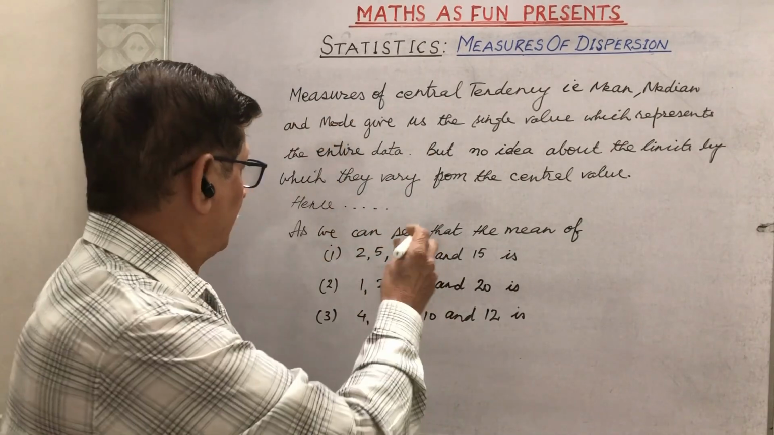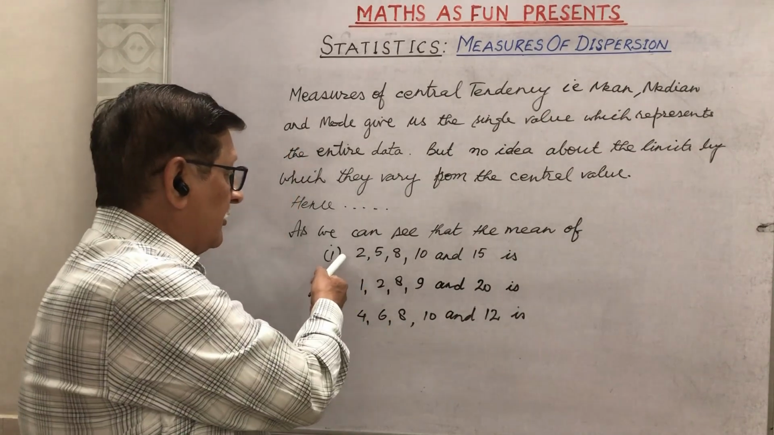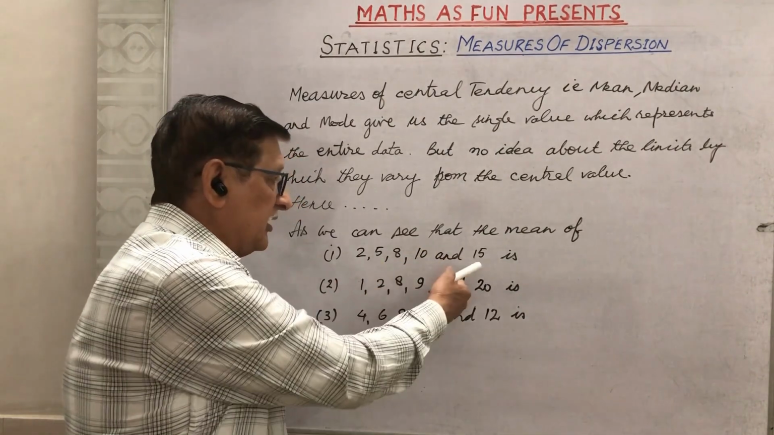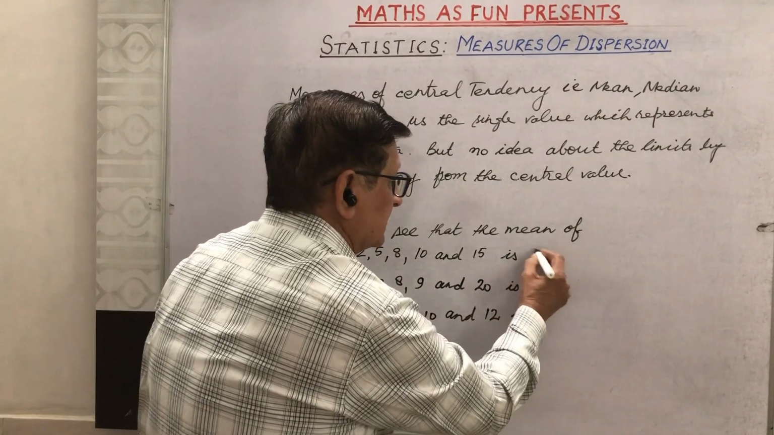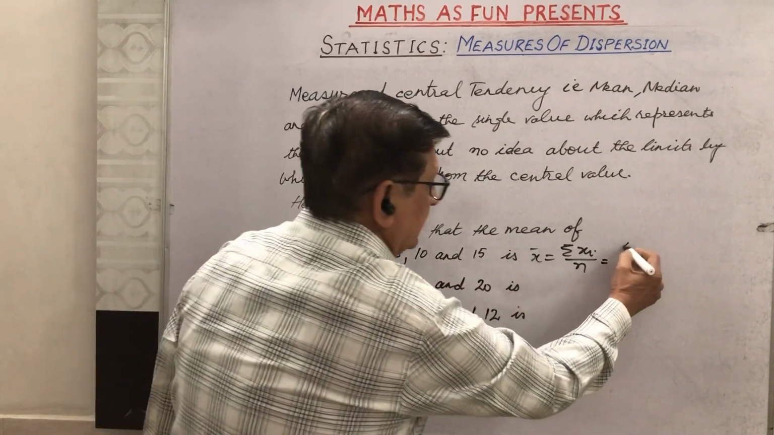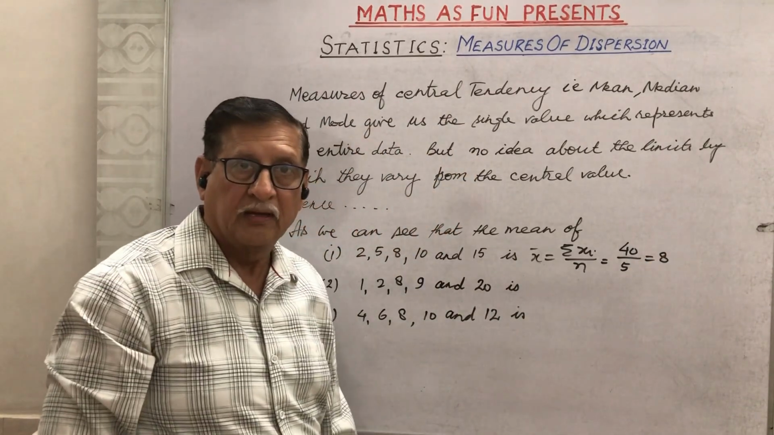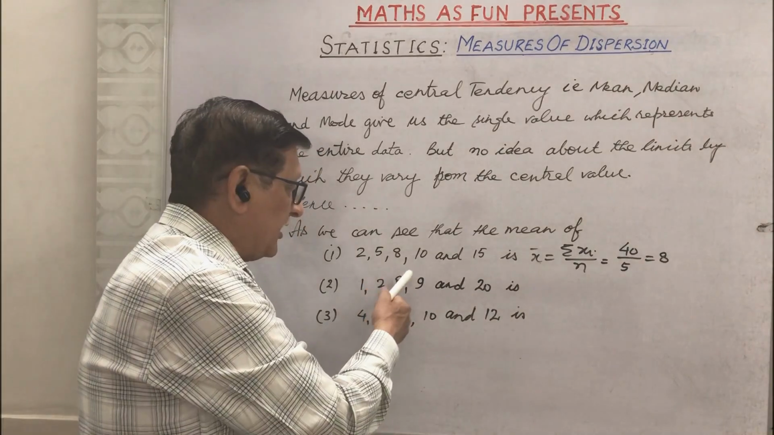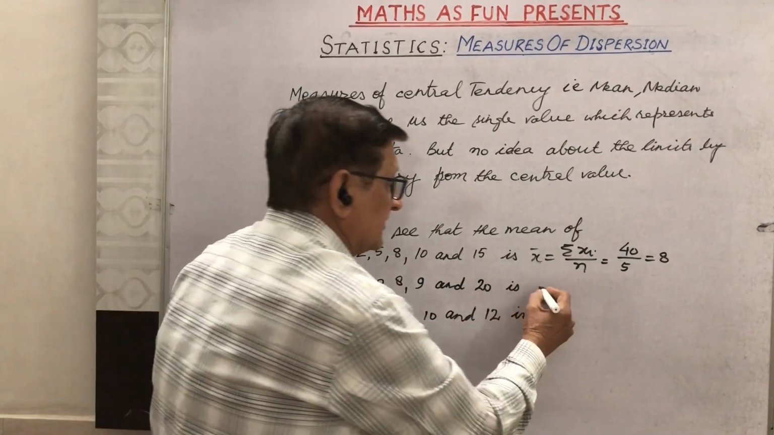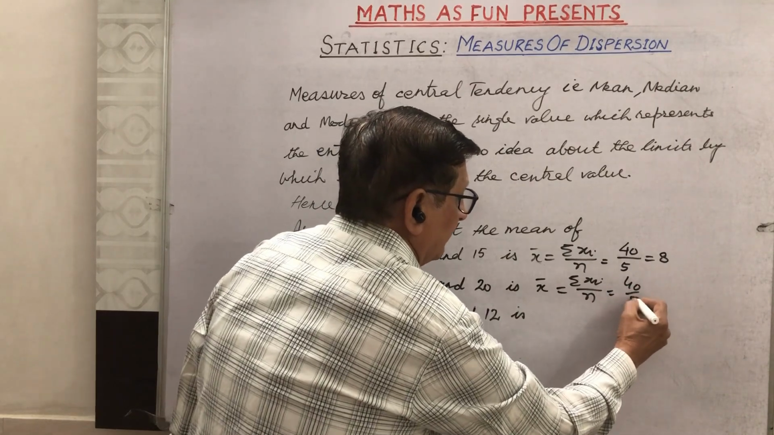For example, suppose we find the mean of some particular data which are given to us, like number 1, we are given 2, 5, 8, 10 and 15. If we find the mean of them, that mean is x bar equal to sigma xi upon n. The sum of these numbers is 40 divided by n, that is 5, that comes as 8. Then next is 1, 2, 8, 9 and 20. These are also the data and 5 data only. If we find their mean, that is also coming as 40 upon 5, that is 8.